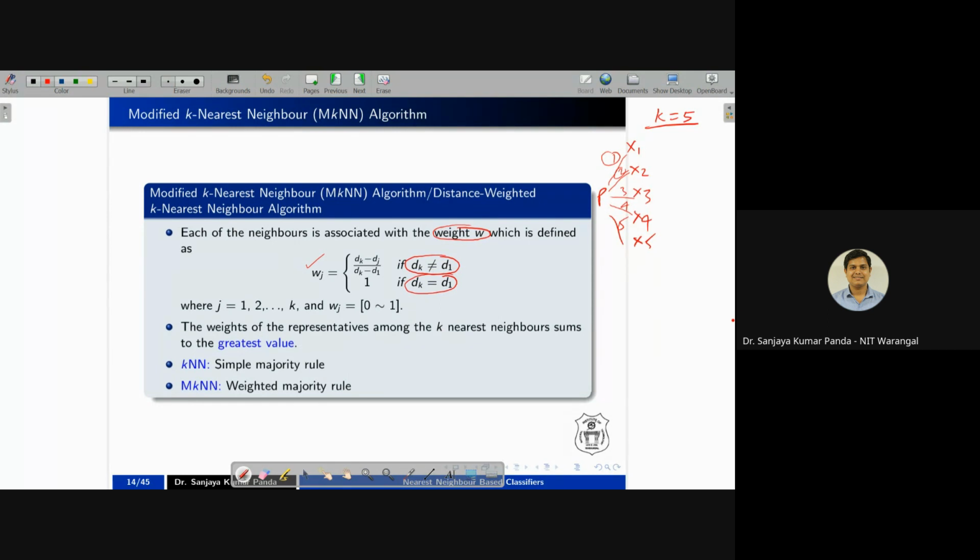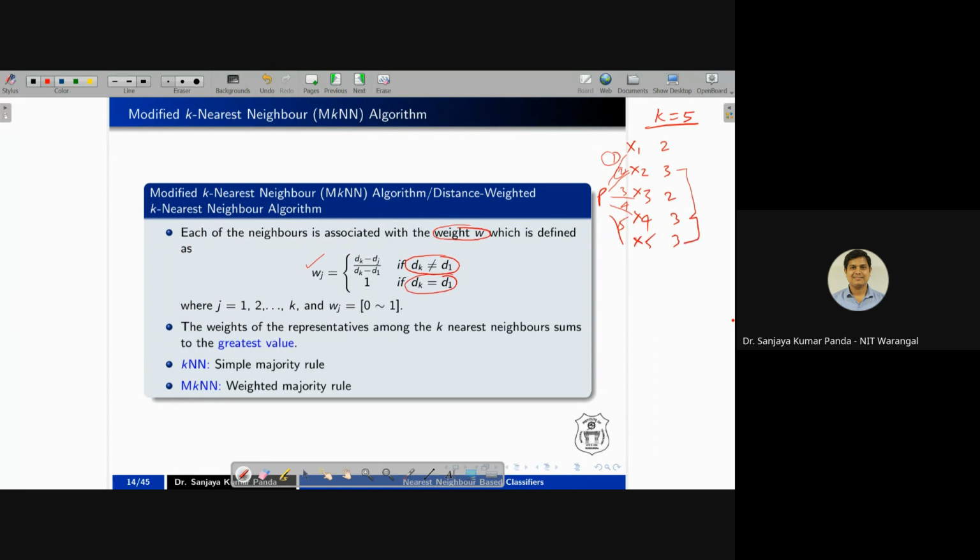KNN says that you have to go for the majority class, but MKNN says that you go for the weighted majority class. Because when you calculate the weight value, they have weights, but their class levels are different. Its class level is 2, its class level is 3, its class level is 2, it's 3, it's 3. So the maximum of them belong to class level 3, so KNN selects class level 3.